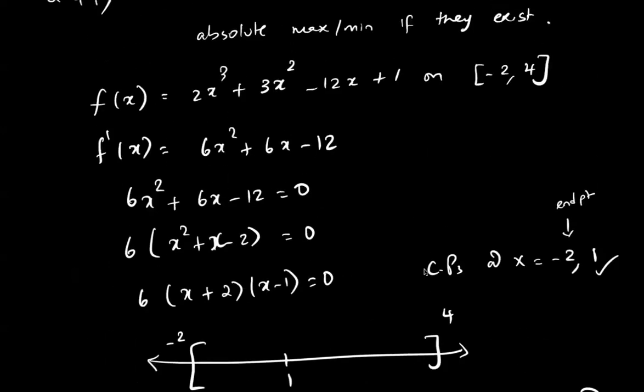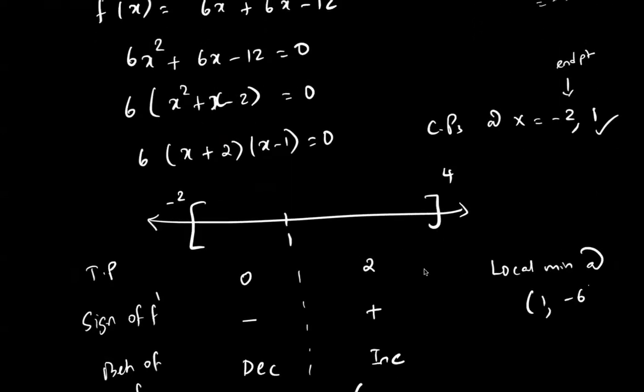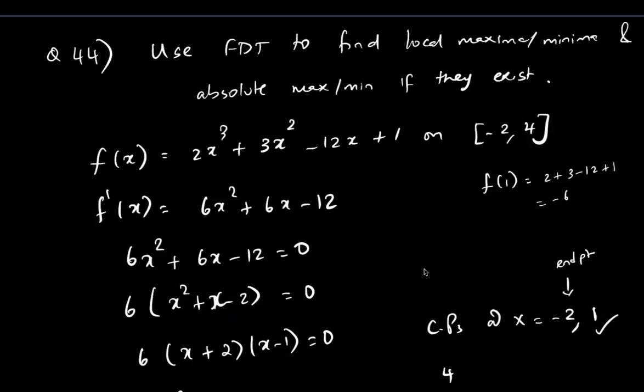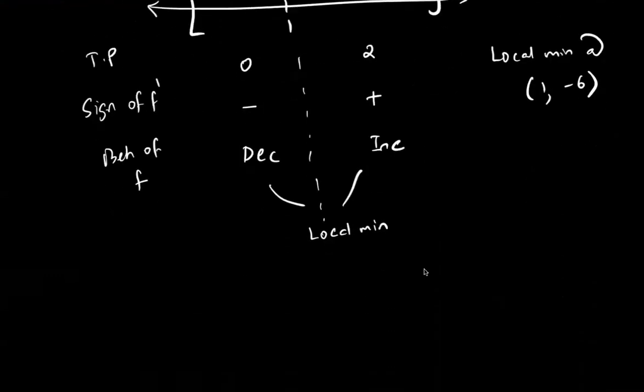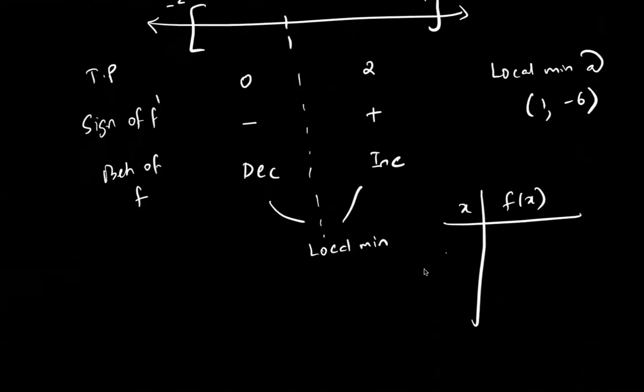I put this into the original function now. So I evaluate f of 1. What is f of 1? 2 plus 3 minus 12 plus 1. 5, 6, -6. So this is my local minimum. The question also asks you to find the absolute maximum and minimum if they exist. So what am I going to do? I'm quickly going to put my endpoints in here, -2, 1, and then 4, and I'm going to evaluate.